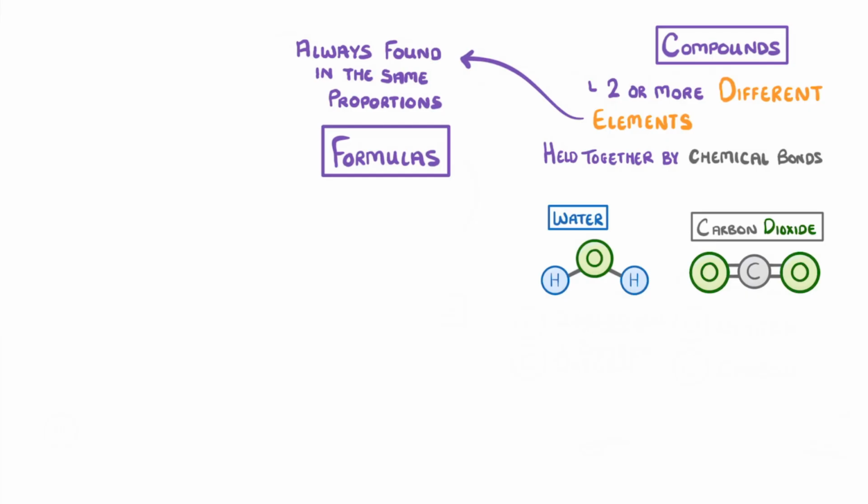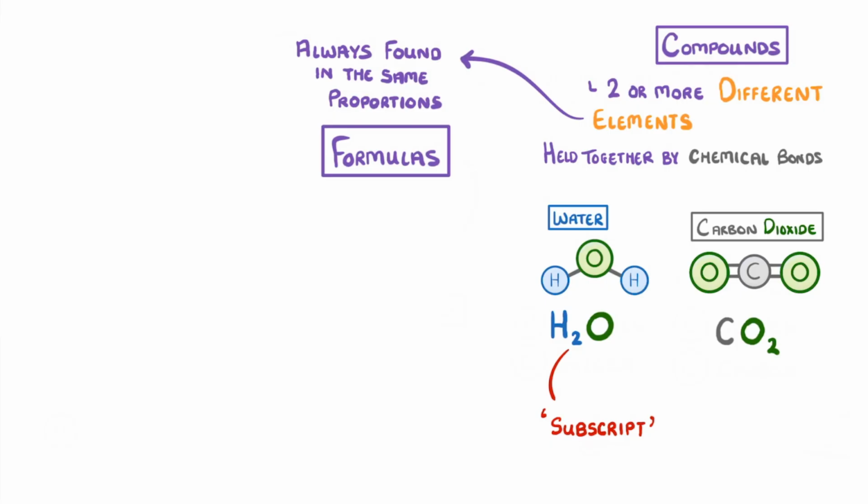So the formula for water would be H2O, with the 2 written in subscript, which means it's smaller and slightly lower down. And this signifies that there are two hydrogens in the molecule. Whereas if there was only one atom of that element, like with oxygen, then we wouldn't write any number in subscript. So carbon dioxide is CO2, because there are two oxygen atoms, but only one carbon atom.